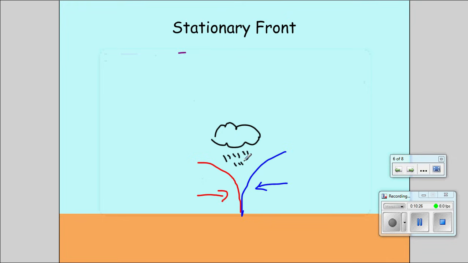Like with all fronts, you will get precipitation, but the change in temperature really depends on what side of this front you're moving on. So, two fronts meet in the middle, stop moving, that's your stationary front, and they can be stuck there for a few days.